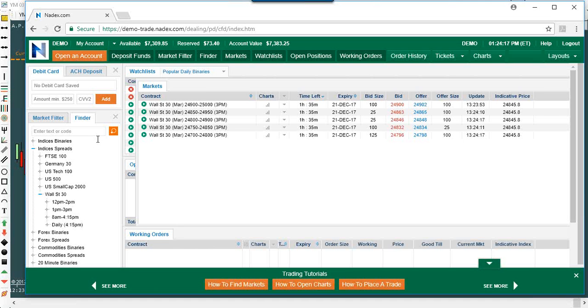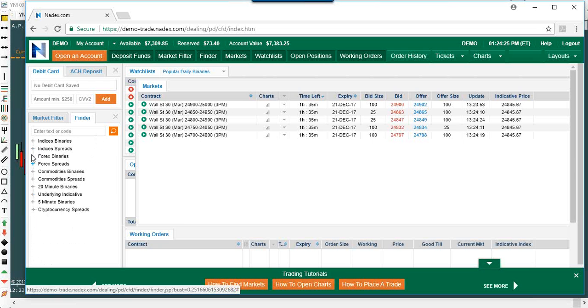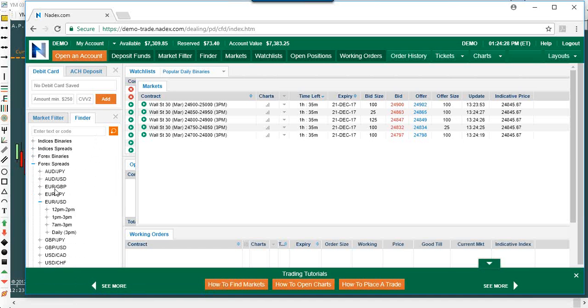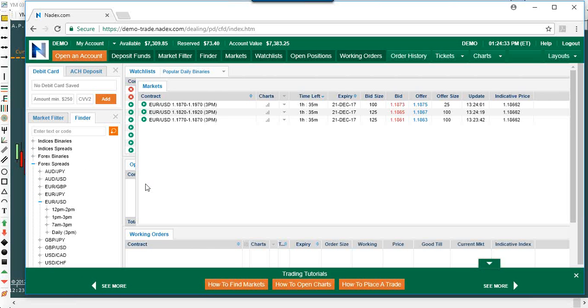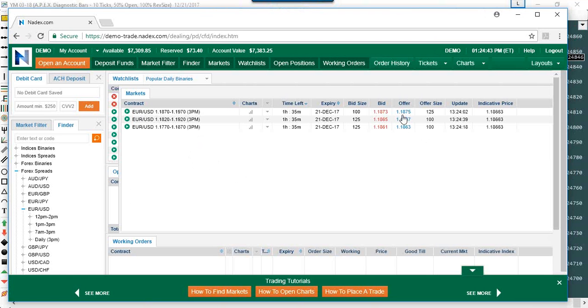Let's make it a little simpler. I've been showing you here the Wall Street 30, and there's a bunch of different strikes. And let's look at forex. Let's pull up the euro dollar, and let's look at these spreads right here. The 1 p.m. to 3 p.m., because there's only 3 of them. So what do we know here about these spreads? Well, let's look at the prices. We got 1875, 1867, 1863. We've got different prices on these spreads, don't we?